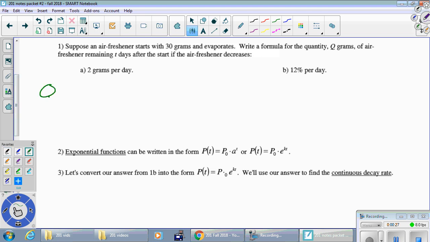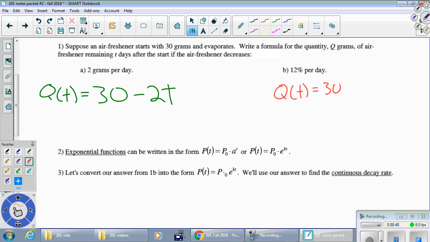Okay, so Q of T equals, so we started with 30 and then we lose 2 grams every day. So we're subtracting 2 times T, where T is the number of days. So that's a linear thing, losing 2 grams per day. But now we're going to assume that we decrease by 12% per day. Okay, again, we start with 30, but this time we are losing 12% per day.